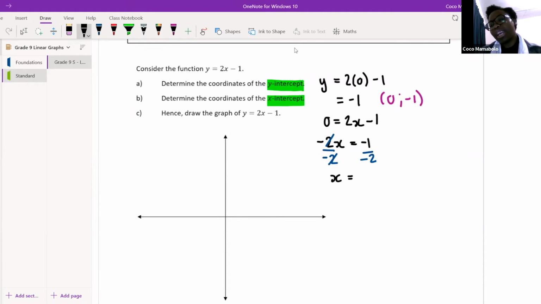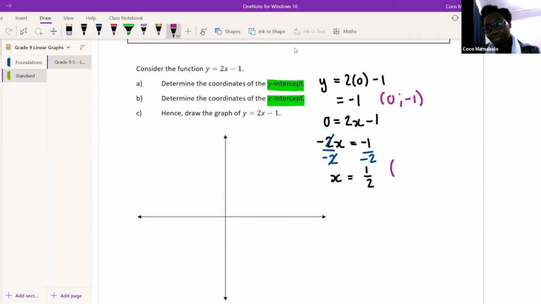Okay. What can I get rid of though on the fraction? A negative and a negative will give me a positive. Good. So the answer over here is actually positive a half. Yeah, positive. Go. Amazing stuff. Before you go, Tiana, can you give me the coordinates of my x-intercept?